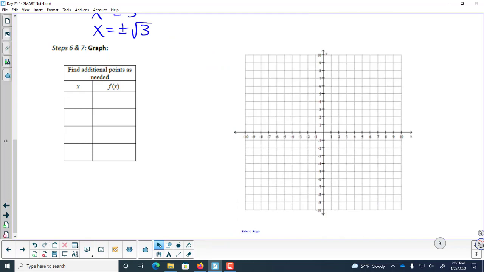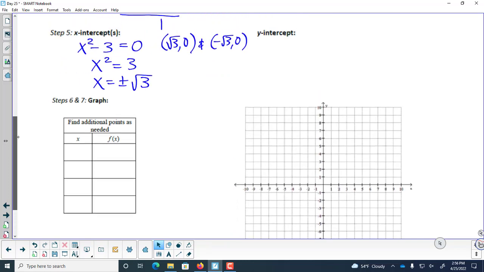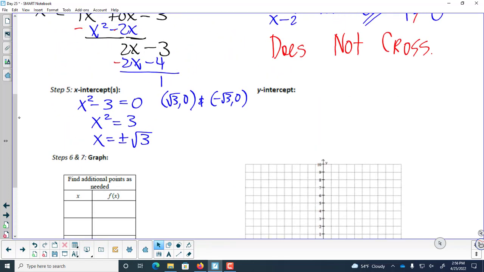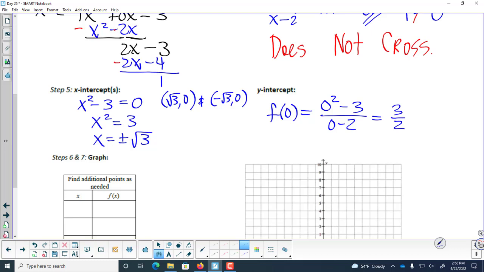All right, and then find the y-intercept. The y-intercept is when x is 0. So f of 0: 0 squared minus 3 over 0 minus 2. Basically, it's the ratio of the constant terms. So it becomes 3/2. So the y-intercept is the point 0, 3/2, or 0, 1.5. Okay.